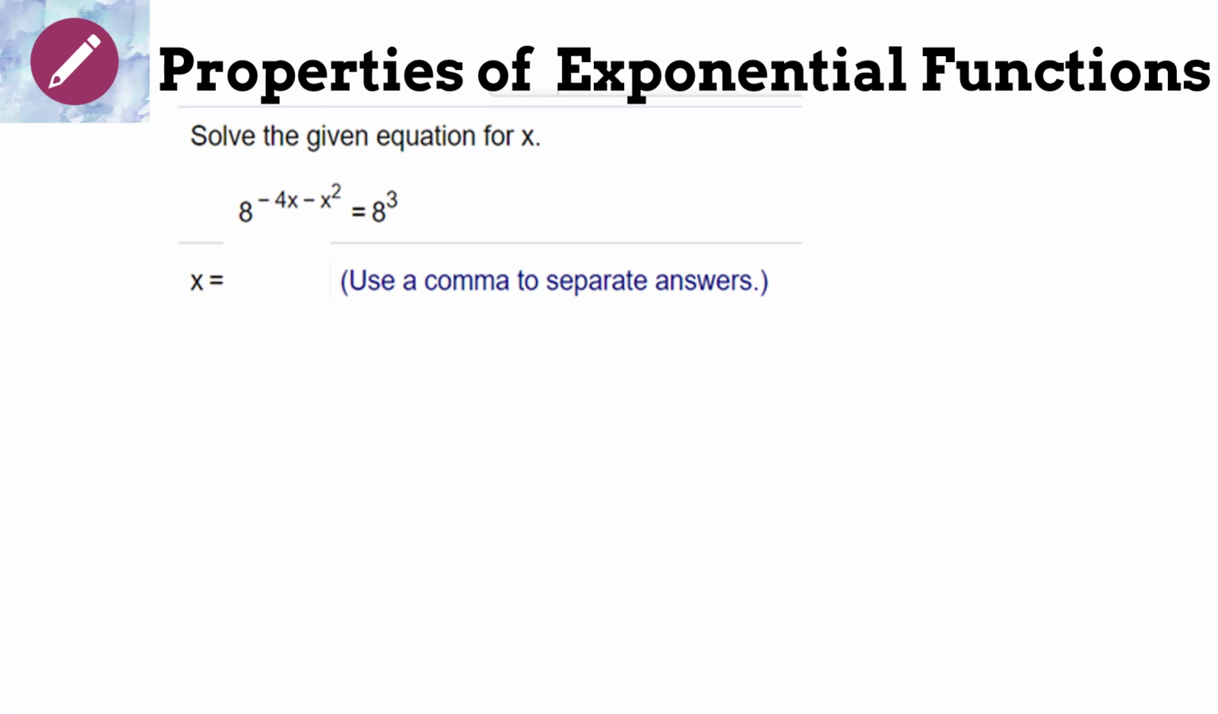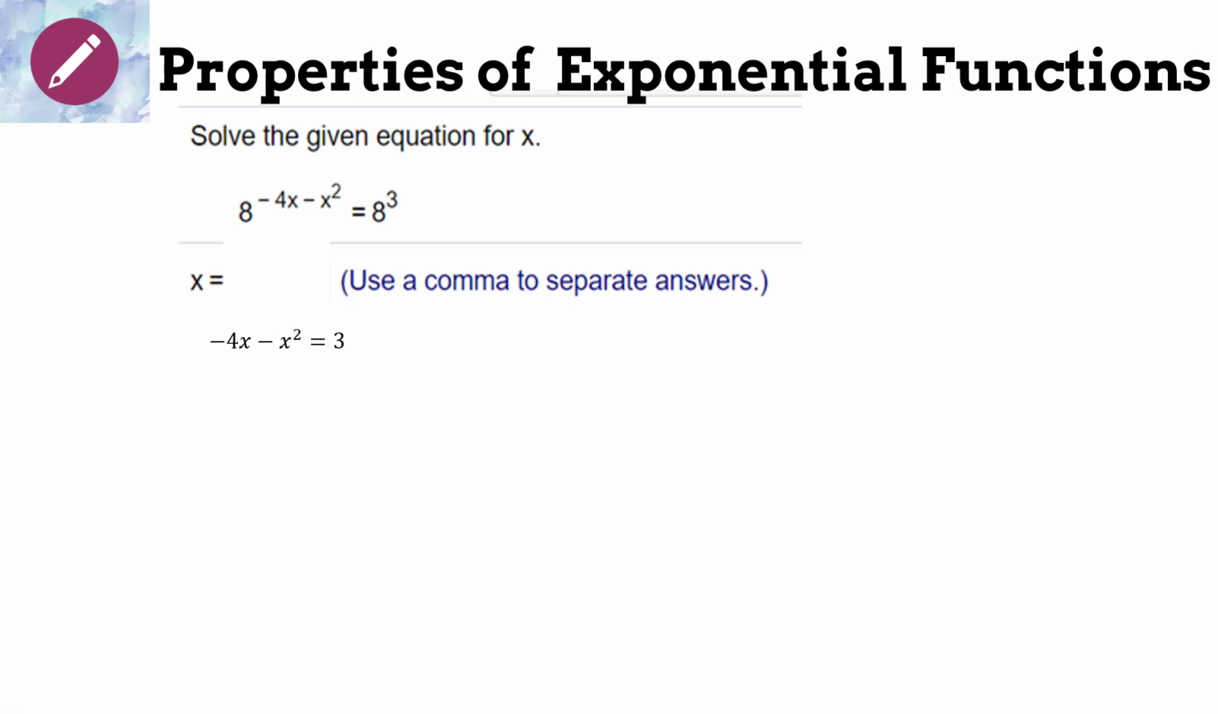Solve the given equation for x. 8 to the -4x minus x squared equals 8 to the 3. First of all, we need to make sure that our bases are exactly the same, and they are. All we need to do now is make the exponents equal to each other. We have -4x minus x squared equals 3.